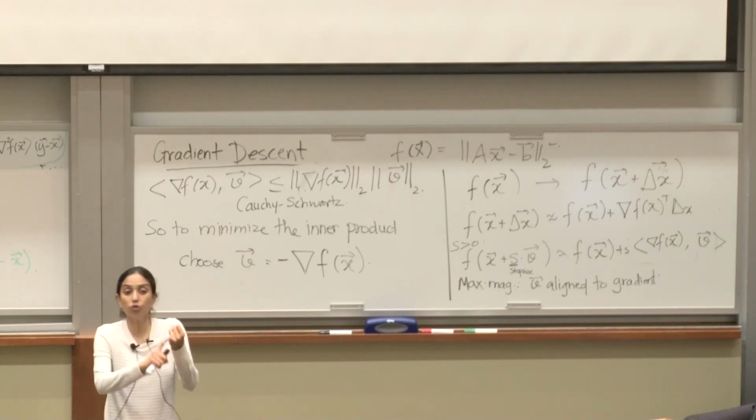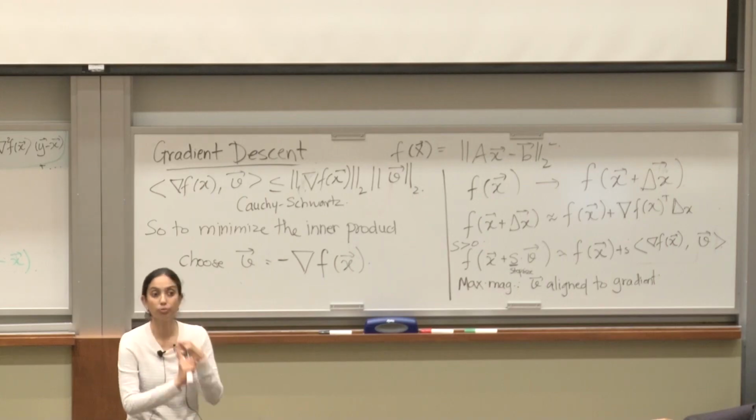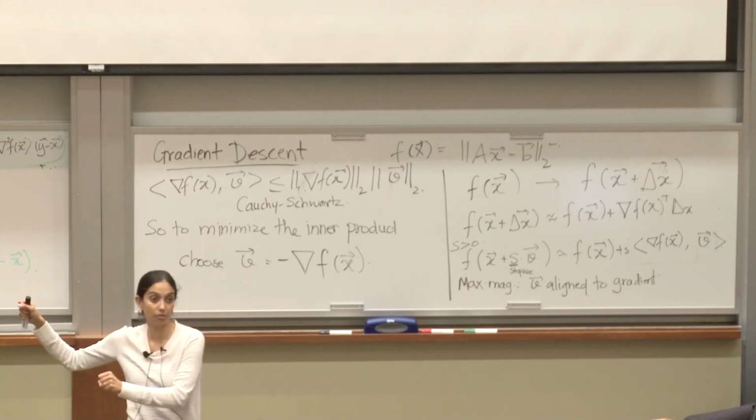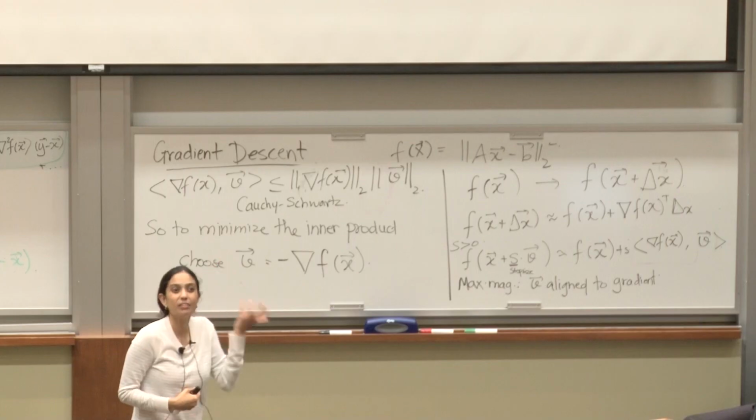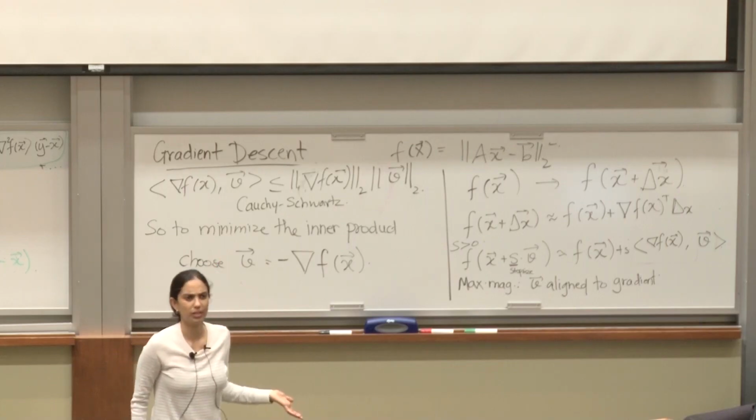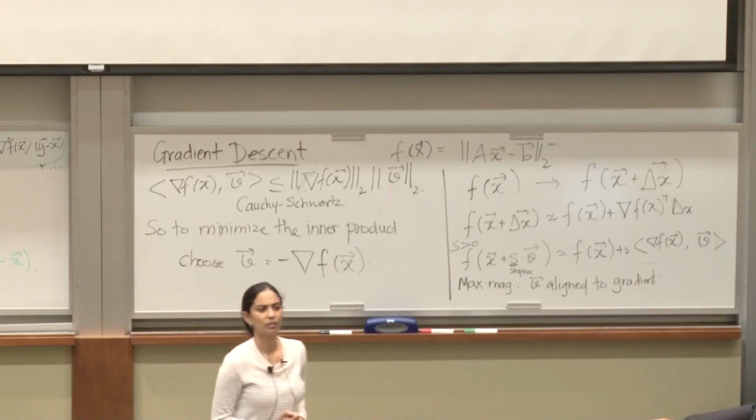This does not prove that this will take you to the optimum. It does not prove convergence. All of that is extra work that we have to do later. But this is giving us the intuition for why this might even be a reasonable idea. Does that make sense? Yes?